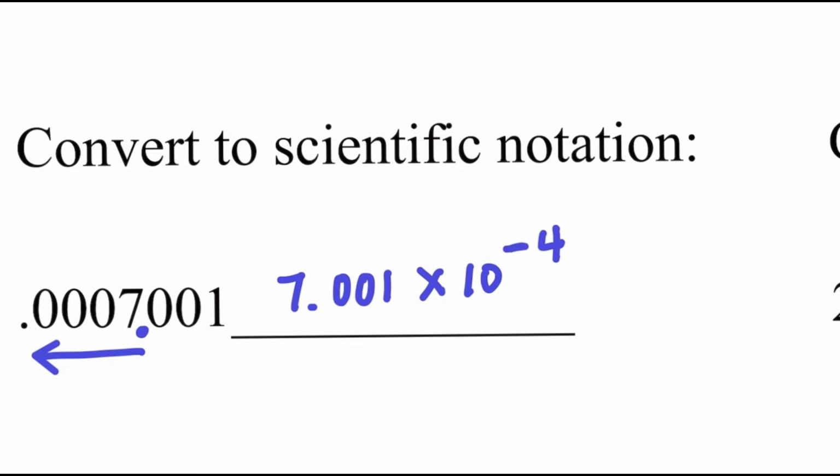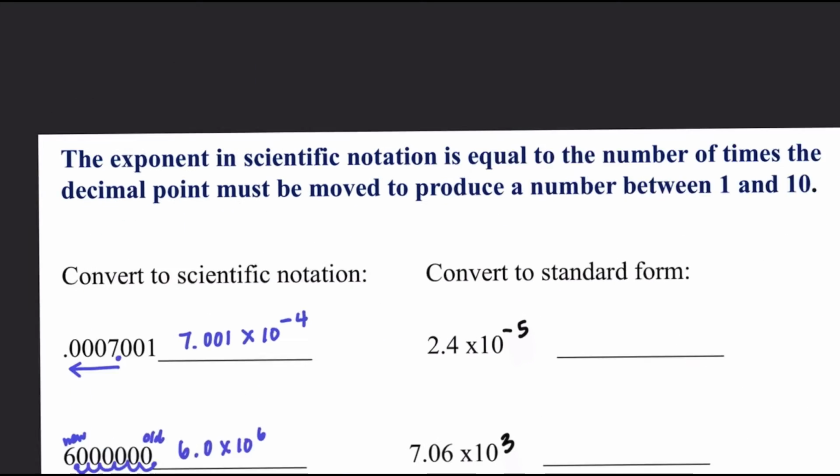Here, our decimal, when it's not shown, is assumed to be at the end. Okay, so here's my new decimal, 6.0 times 10. Well, now I have to move to the right from my new decimal to my old. And so this is going to be positive. So we have 1, 2, 3, 4, 5, 6. 10 to the 6th. Okay.